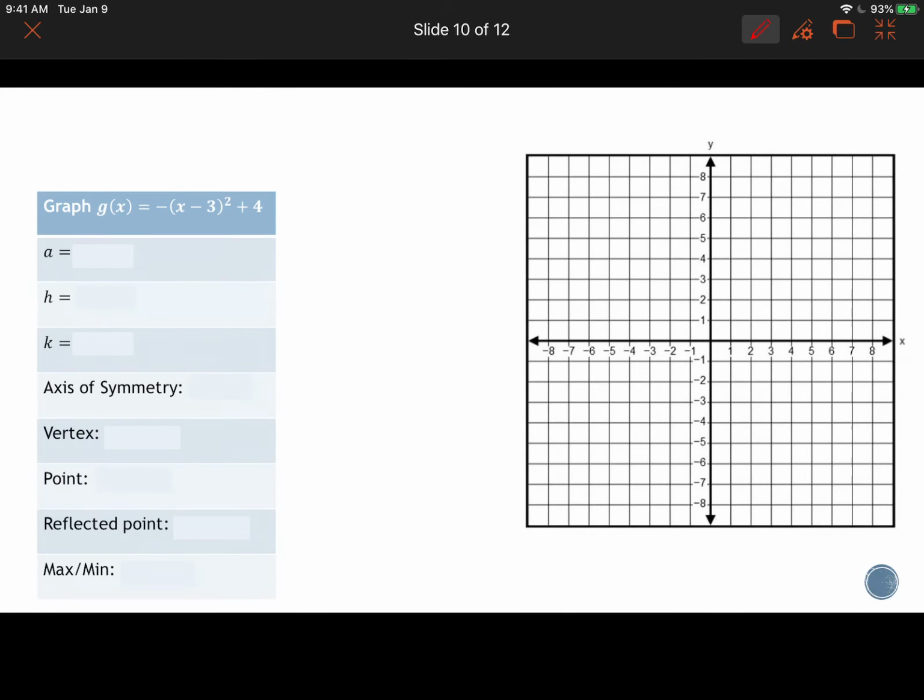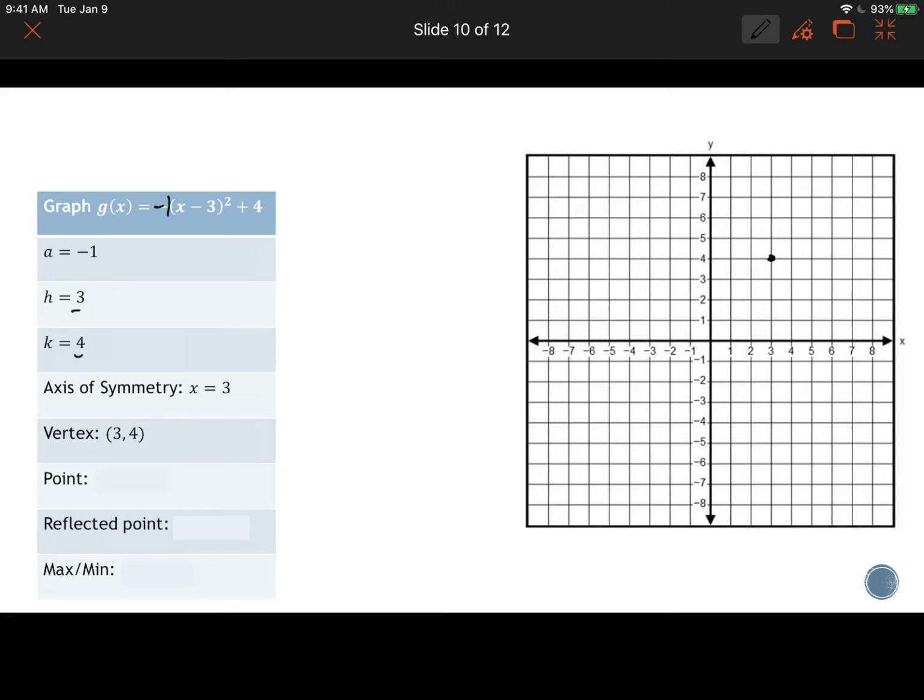Let's take a look at another example. A little different this time. Again, let's identify what the values of A, H, and K are. A is -1, H is 3, K is 4. The axis of symmetry I have is x is equal to 3. And the vertex, H, K, is 3, 4. So following the same process, 3, 4. It's about there. Now I need one more point.